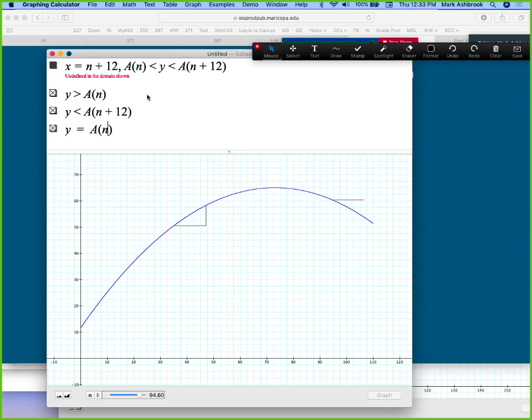So when GC graphs something, what does it graph? So just in general, anytime GC graphs something, what is it graphing? Points. Either one point or a set of points. So we're asking ourselves, what set of points are we going to see? What set of points is where y is greater than A of n? And right now n is, whatever that says, 90 something. So what set of points is y greater than A of n, which is A of this value right here?